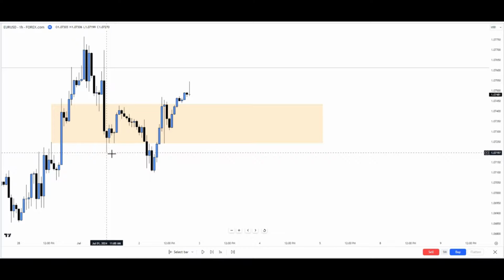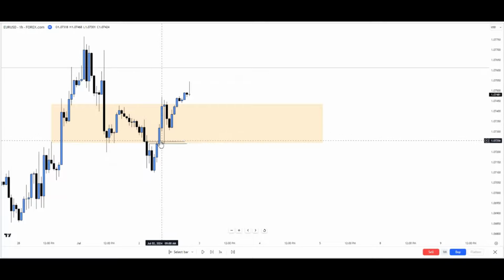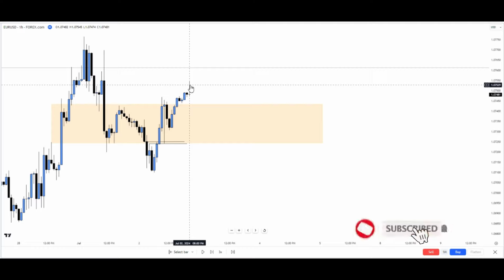And the moment price took out this low and this low right here, we can see price pushed higher, giving us an inversion fair value gap right here at the close of this candle. And you can see the way price retraced on this candle with this wick right here. You can see the way price pushed up aggressively.